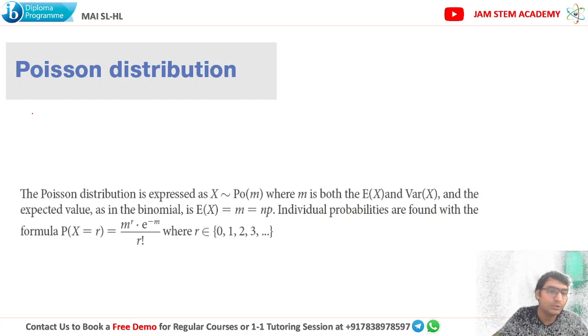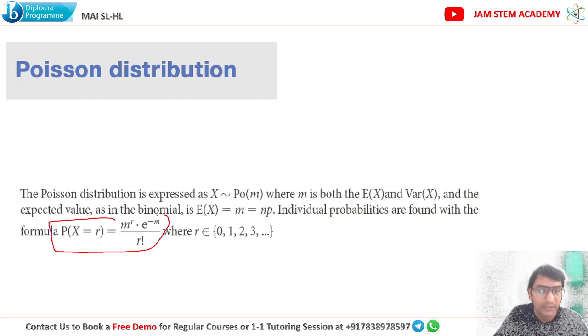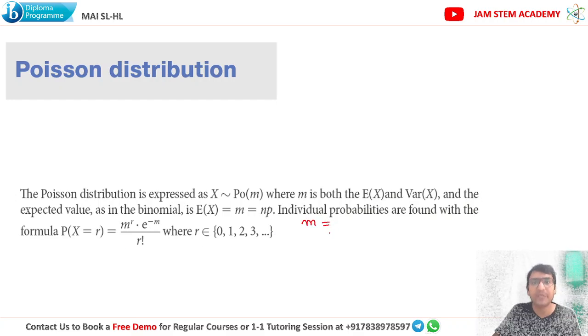Here you can use this formula for finding the probability of exactly r successes using the Poisson distribution. It is given by m raised to the power r, e raised to the power negative m, divided by r factorial, where m is the average, mean, or variance also in this case. Remember, for Poisson distribution, mean and variance are the same. You can also find the value of this by np, where n is the total number of trials and p is the probability of success in one independent trial.